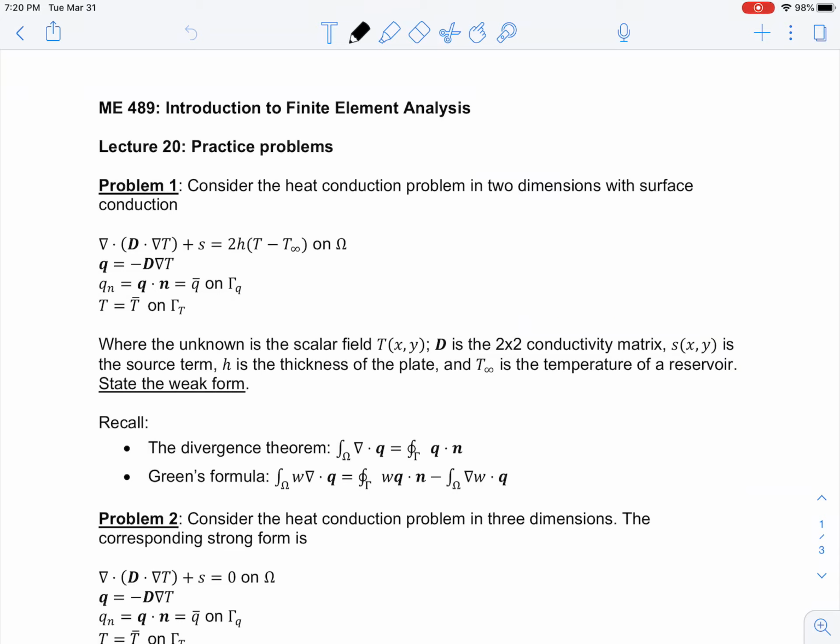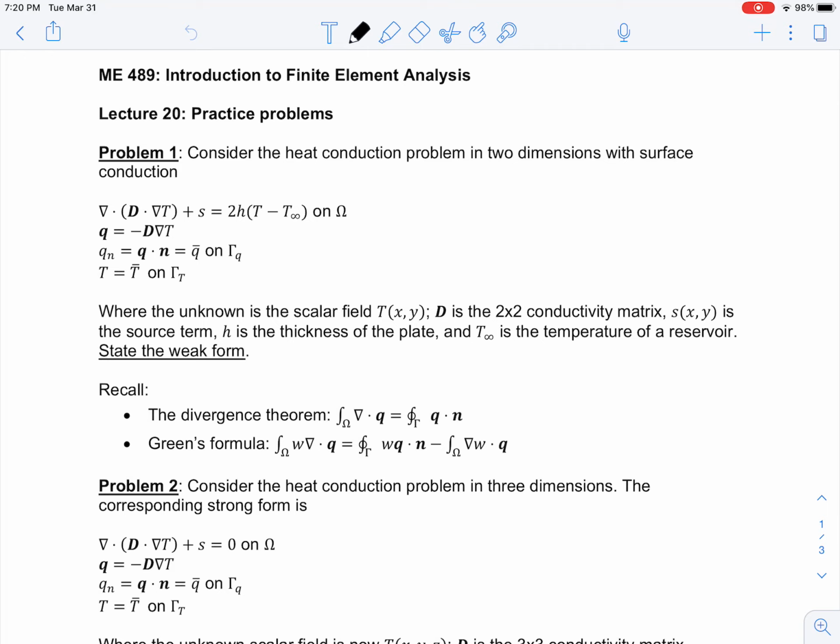Alright class, for lecture 20 I uploaded these sample problems to the Blackboard and I would encourage you to solve them before looking at the solution. So I'm going to do the solution here, but the PDF without the solution is uploaded. And then I will upload the solution once I finish recording this video.